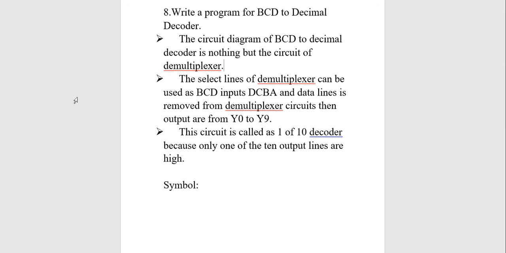So what is the use of this? Whatever the select lines were of the demultiplexer, those work as inputs in your BCD to decimal decoder, and the data line is removed from the circuit. Then your BCD to decimal decoder circuit is formed with a different output for each one, that is, outputs Y0 to Y9. Decoder means you have 10 different outputs. This circuit is called a 1 of 10 decoder because only one of the 10 output lines is high.